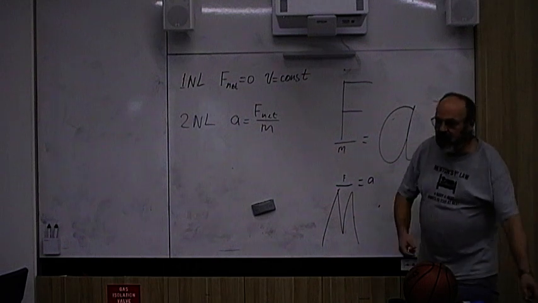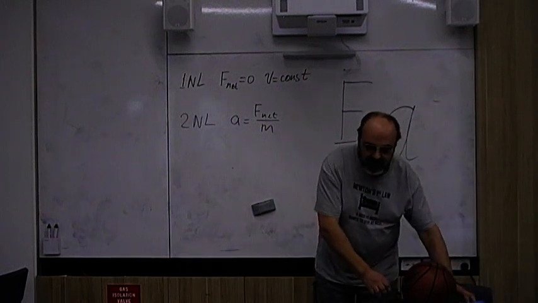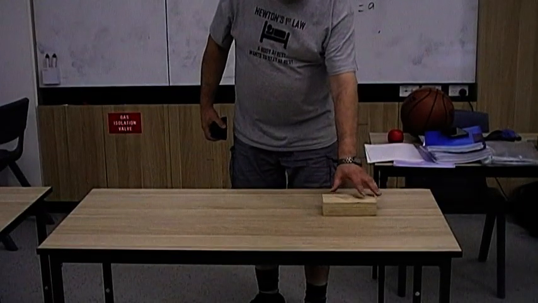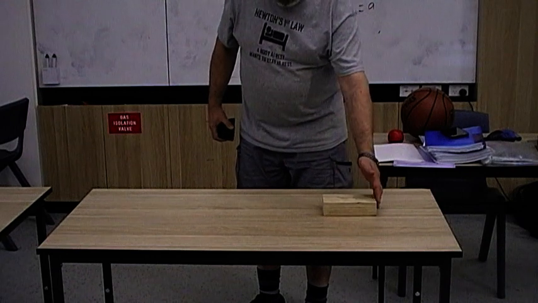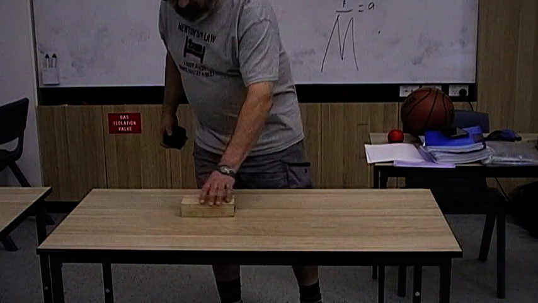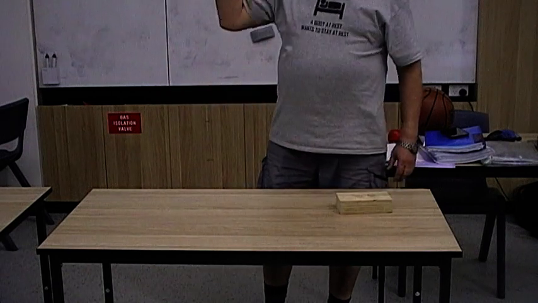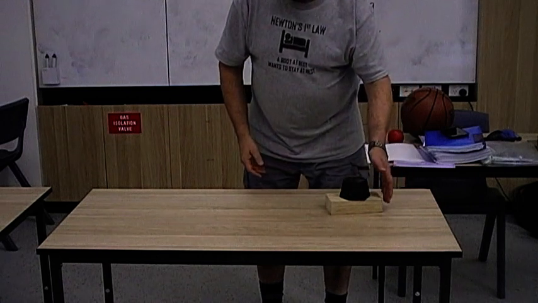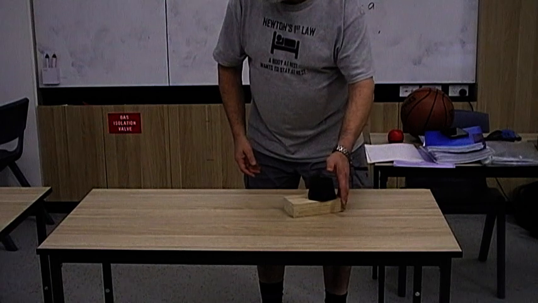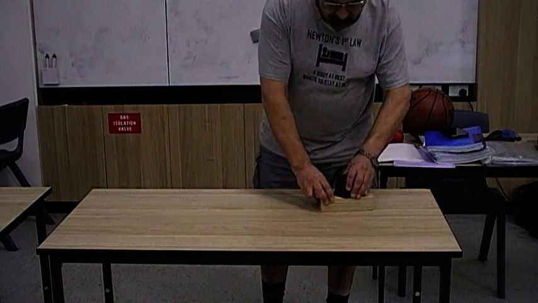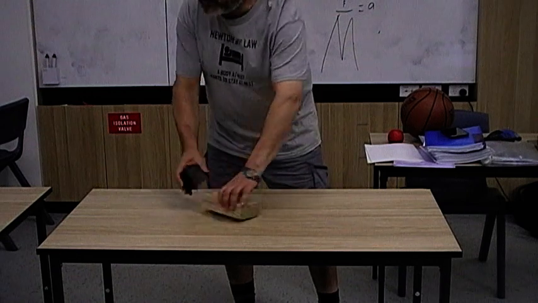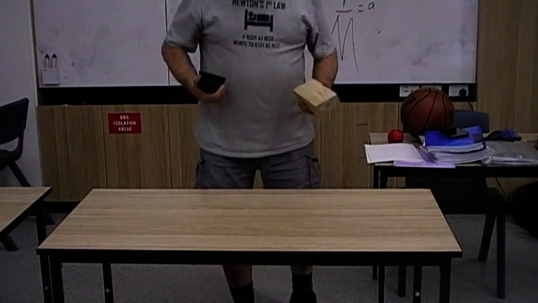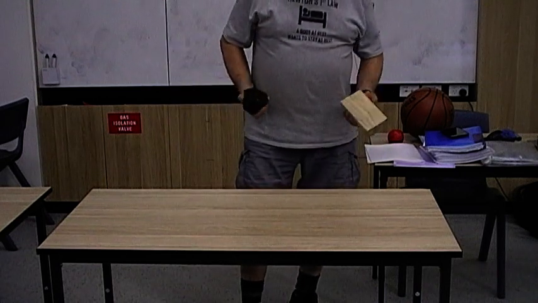If I push this block with a small mass, it has one acceleration. If I make the mass bigger, put this heavy metal thing on top, and push it with the same force, it gets much smaller acceleration. I need to apply a much bigger force to get the same acceleration as when it's a small mass. So the bigger the mass, the more force you need to give the same acceleration.